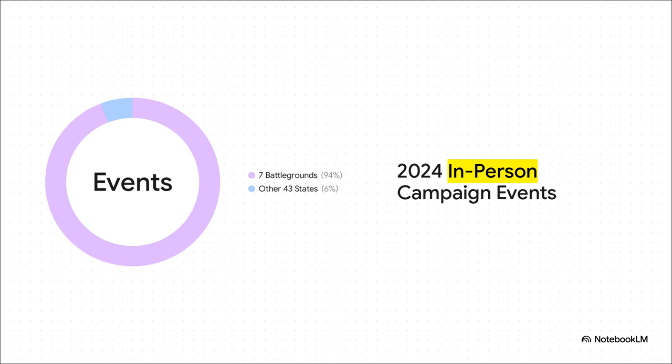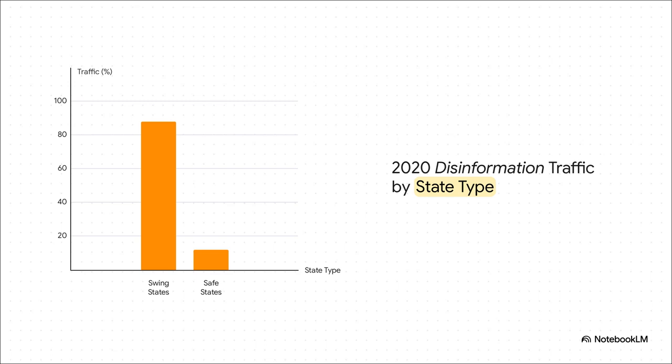In the 2024 election, between the party conventions and Election Day, 94% of all in-person campaign events happened in just 7 swing states. 7. The remaining 43 states shared a measly 6%. Actually, 32 states didn't receive a single candidate visit during that entire critical stretch. Not one.